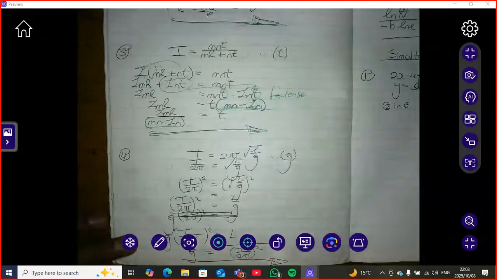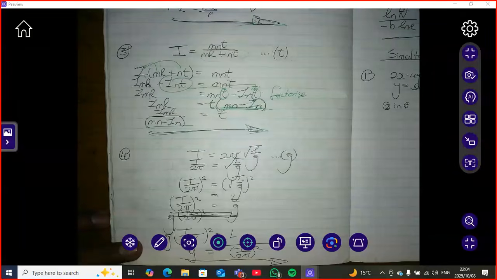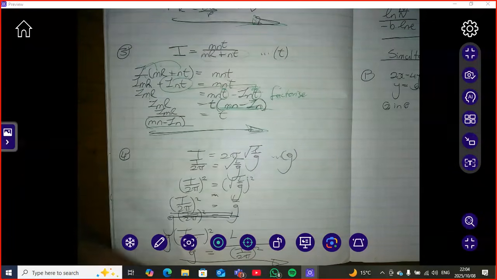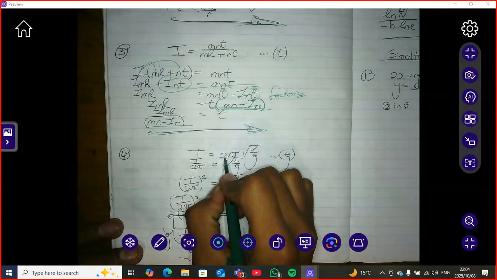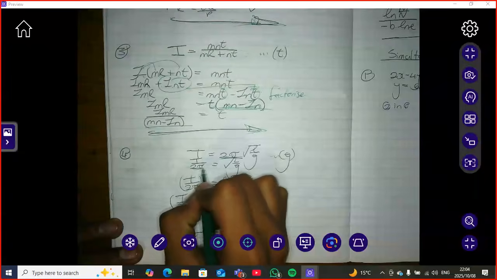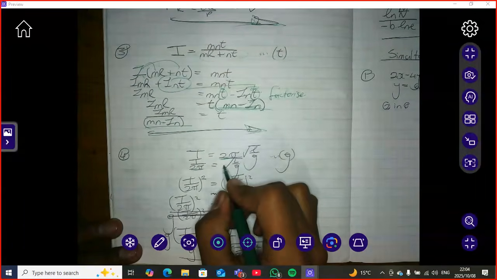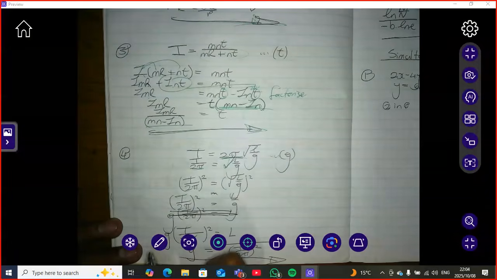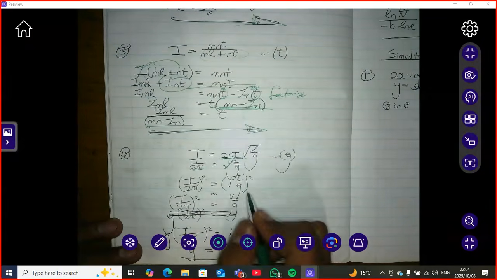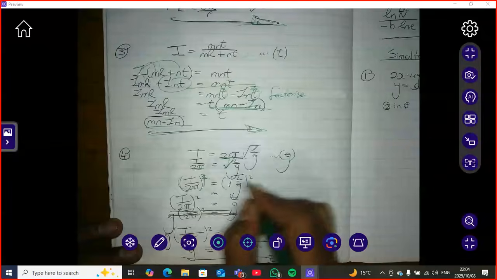I'm finished and clear. So the next one is G. They want G alone now. So I start by getting G alone as much as possible. To get it alone, I divide with this 2 pi over there. So T divided by 2 pi there. Then I square both sides to get rid of the square root over there. I square both sides.